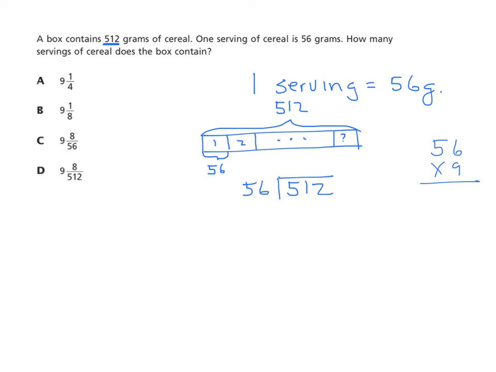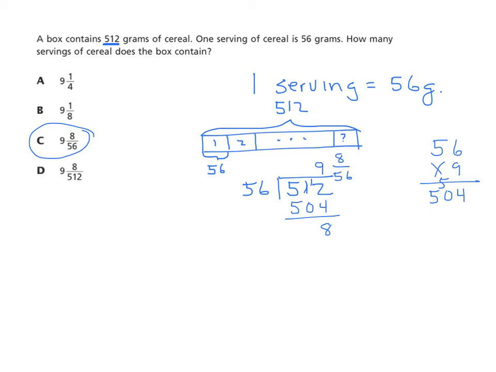6 times 9 is 54. Regroup. 9 times 5 is 45 plus 5 is 50. So I have 504. Record my 9. Subtract my 504. And I get 8. Now that's my remainder. That's my numerator. My denominator is my divisor. So I have 9 and 8/56. I see that right there.